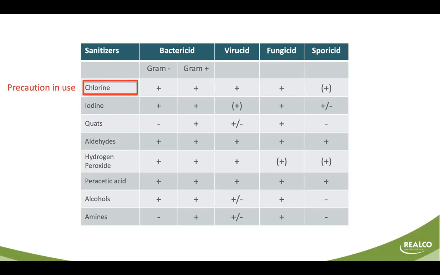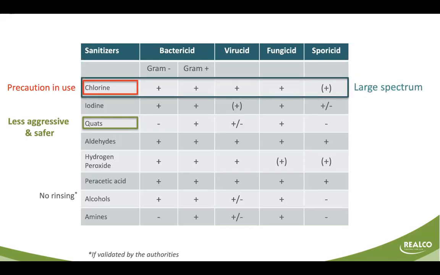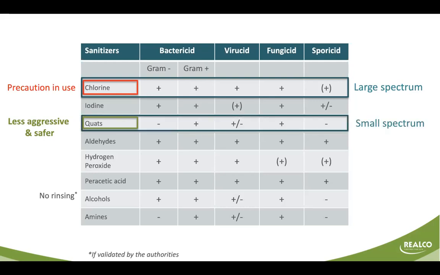For example, chlorine products are really aggressive, so you have to use them with precaution, compared to the quaternary ammonium, which are less aggressive and therefore safer for the equipment and for the user. However, you have to know that chlorine products have what we call a large spectrum. So they will act on different types: the bacteria, gram-positive or gram-negative, viruses, fungi, and spores. In revenge, quaternary ammonium will have a smaller spectrum. So they will not act on every type of microorganism. And these analyses have to be done on the different types and on different biocide agents.